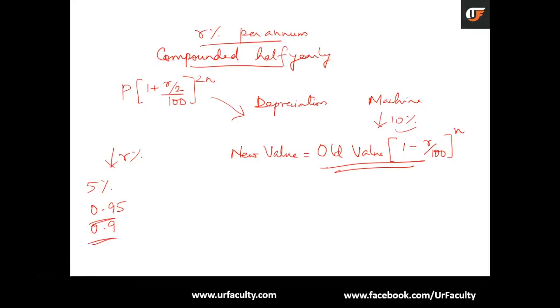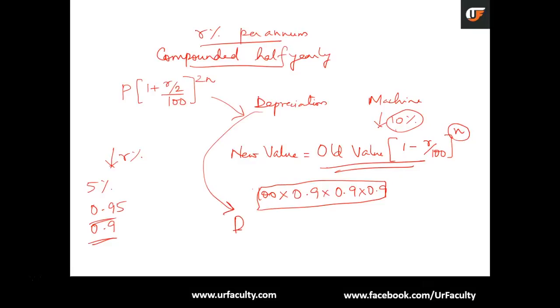Since it's the same percentage value that is getting depreciated year on year, we do a power. Otherwise, let's say the old value of the machine was 100 and it depreciated by 10%, it is basically 0.9 into 0.9 into 0.9 if it is for 3 years. So this is the calculation and it will be very useful. Please note the keyword in such cases would be depreciation.